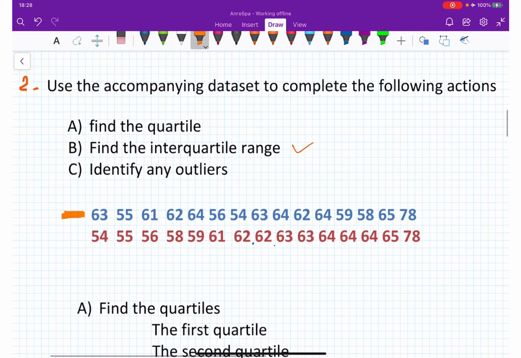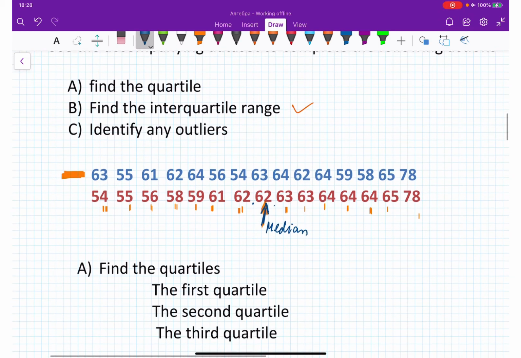Okay, now let's see how many elements we have here. 1, 2, 3, 4, 5, 6, 7, 8, 9, 10, 11, 12, 13, 14, 15. So 15 divided by 2 is 7, so the 8th one will be our second quartile, or median. 1, 2, 3, 4, 5, 6, 7. This is going to be our median. Let me use blue color so it will be seen. This is our median, which is our second quartile as well.